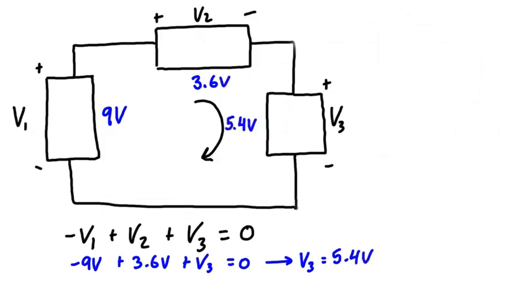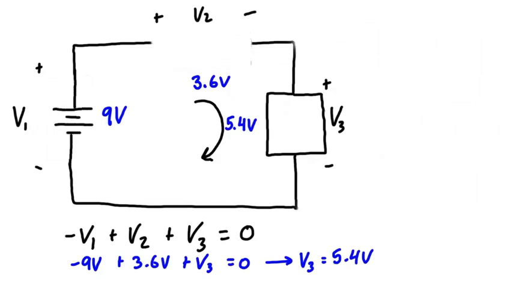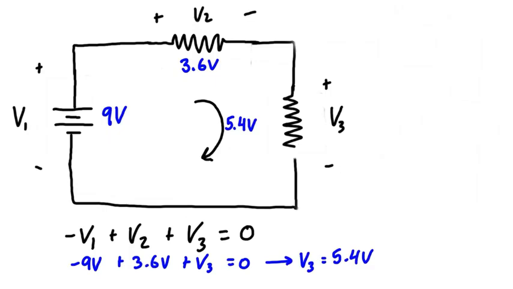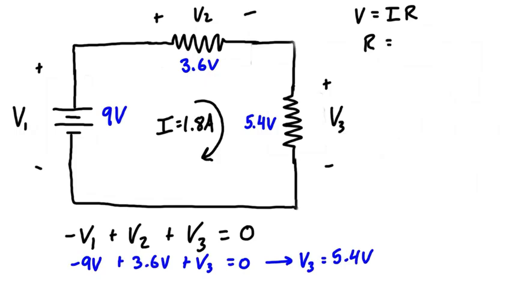Now let's say that instead of generic elements, V1 is a voltage source and V2 is a resistor, and the same with V3. If we knew that the current was, let's say, 1.8 amps, then you could find the individual resistances of each resistor using Ohm's law. So we have V equals IR. We can rearrange that to have R equals V over I. Let's solve for R1 first. R1 is equal to V over I. They're going to have the same current because this is a series circuit, so there's only one path for the current to flow.